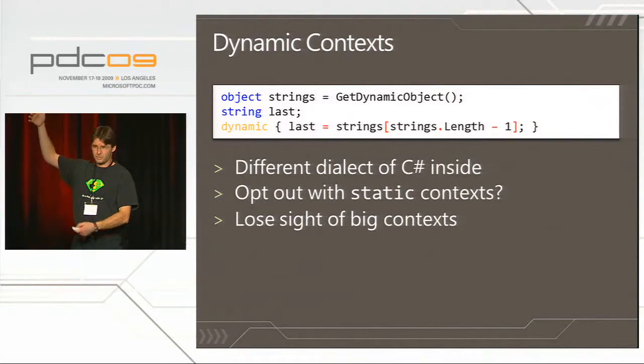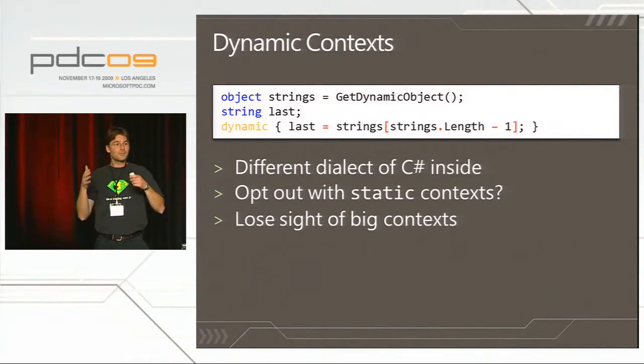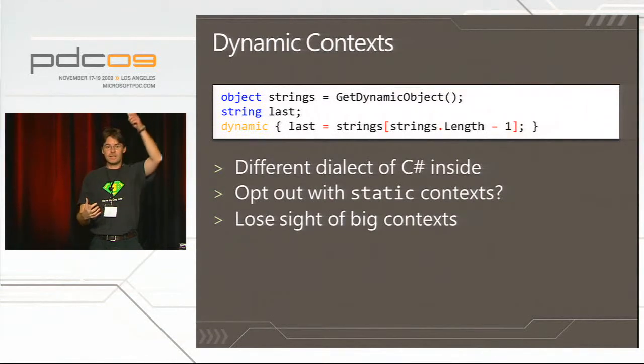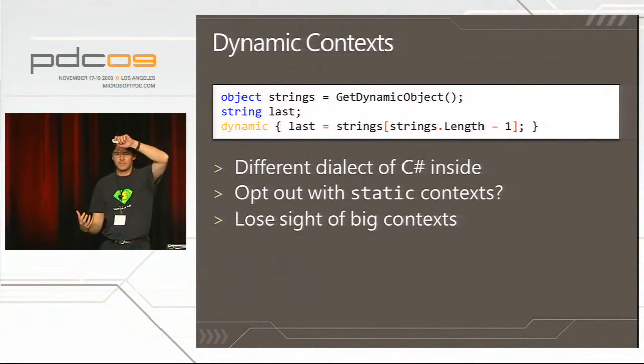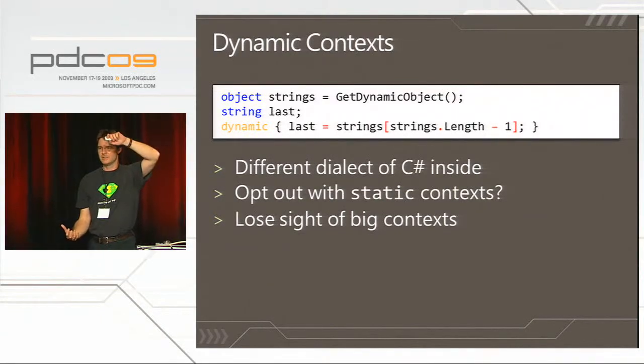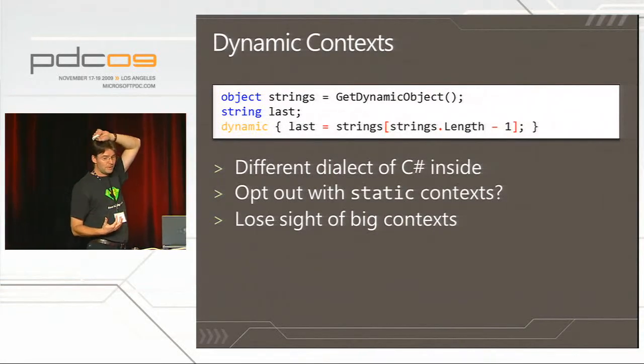I'm not going to show something that grows big here. But first of all, it's a different dialect of C# inside. When you're inside a dynamic block, indexing means something different. Minus means something different. Dot means something different. Everything means something different. It's like a whole other language in there. We're certainly not in Kansas anymore.